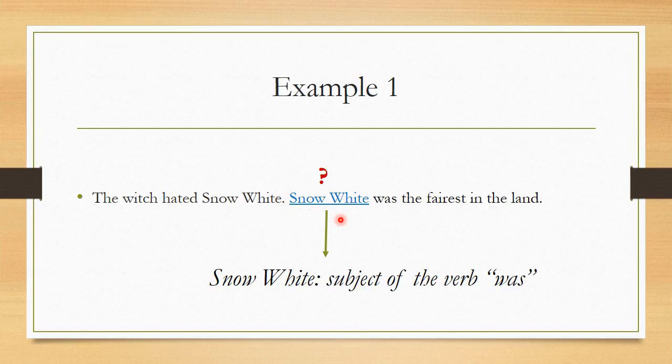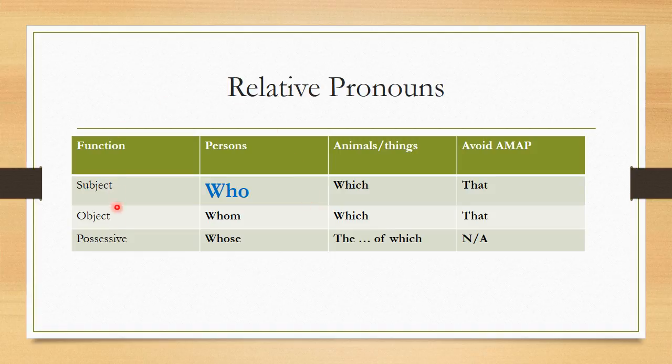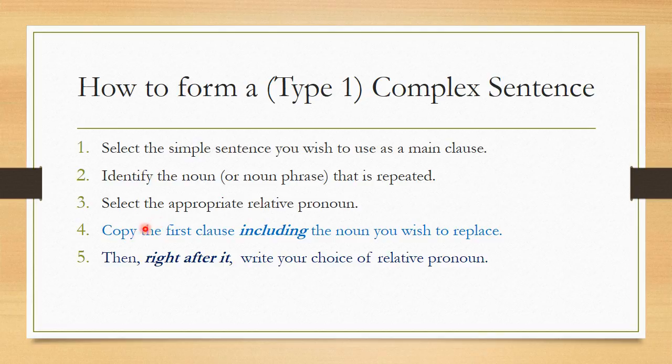Snow White. And this is how you're going to find out. Who was the fairest in the land? Snow White. Therefore, Snow White is the subject of the verb was. And you can also find the lesson on functions of nouns if you cannot remember how to find out subjects, objects, and so on and so forth. Okay, so back to my chart here. It was a person. I know Snow White is a person. And since we said it's a subject, I'm going to pick this one. Who?